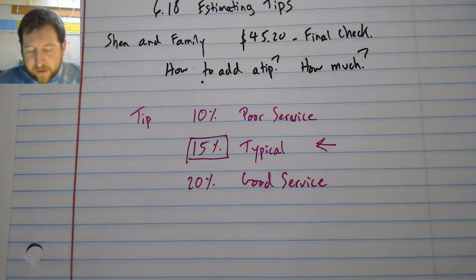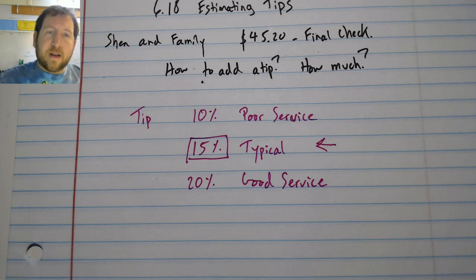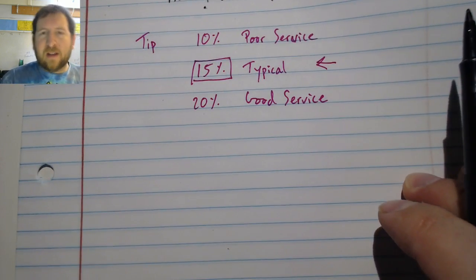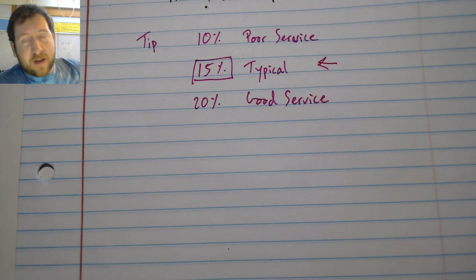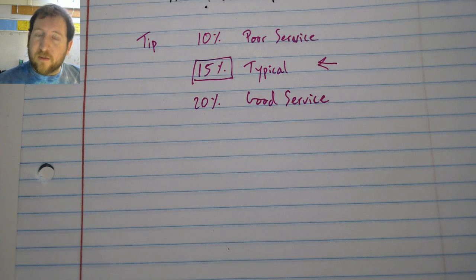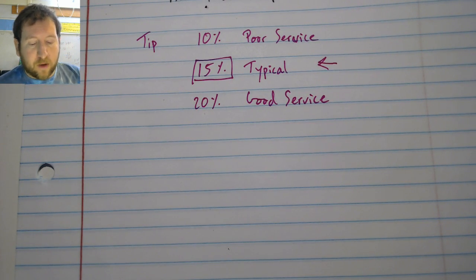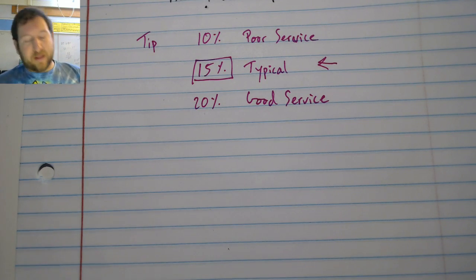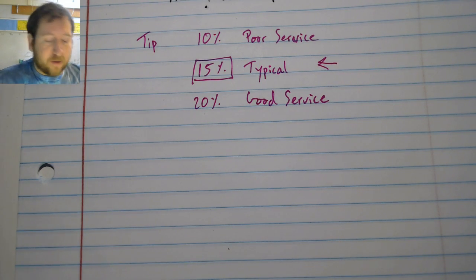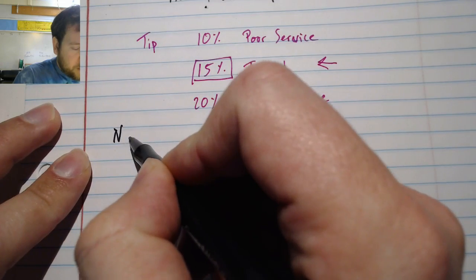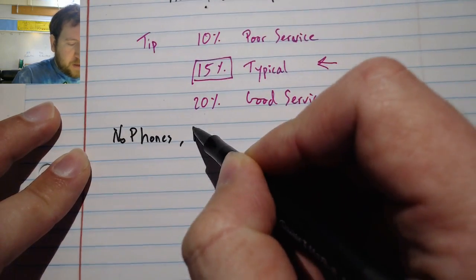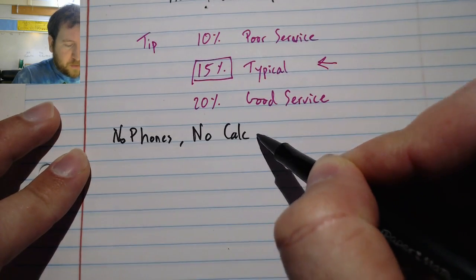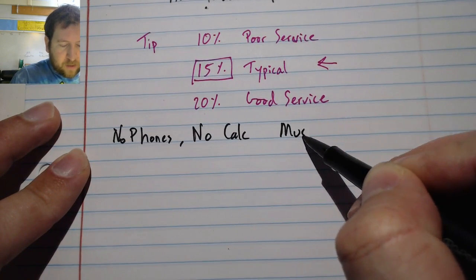But the problem is that when we are in a restaurant, we typically don't have a calculator with us. Now, it used to be true that we would never have a calculator with us, but nowadays you often can have a phone that can do this for you. But we're going to pretend for a moment that everyone in the whole party's phones are dead. No phones. No calculators. And we must estimate.